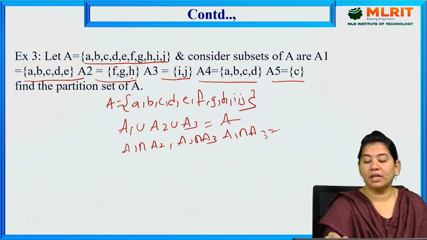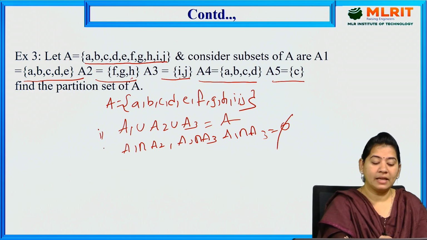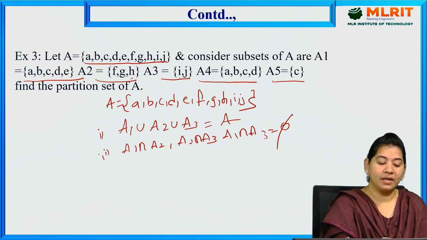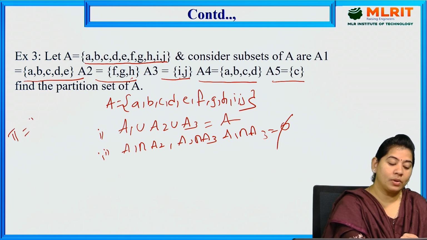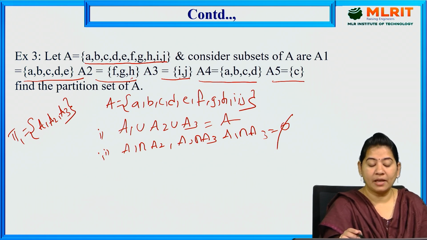I don't have any common element, that's why I'll get phi here. As these two conditions are satisfied here, I can include pi is equal to A1, A2, A3. Now, in the same way, just observe here, are any other partitions available here?